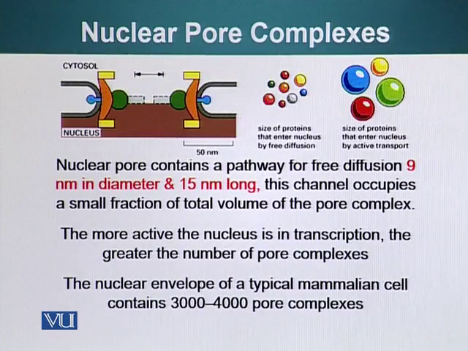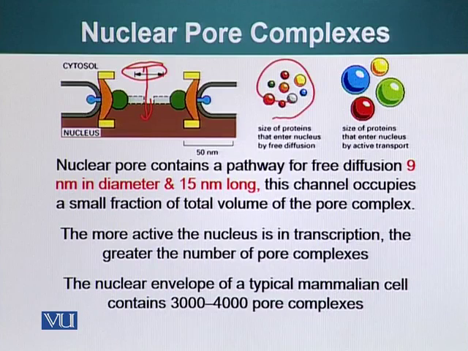Nuclear pore contains a pathway for free diffusion 9 nanometer in diameter, and it is about 15 nanometer long. So what I'm saying is the diameter is about 9 nanometers, and it is about 15 nanometers in length, as we can see in this diagram. So small proteins or small particles can freely diffuse, whereas the larger molecules have to be actively transported, which means that energy has to be spent to bring them in. The more active the nucleus in transcription, the greater the number of pore complexes.